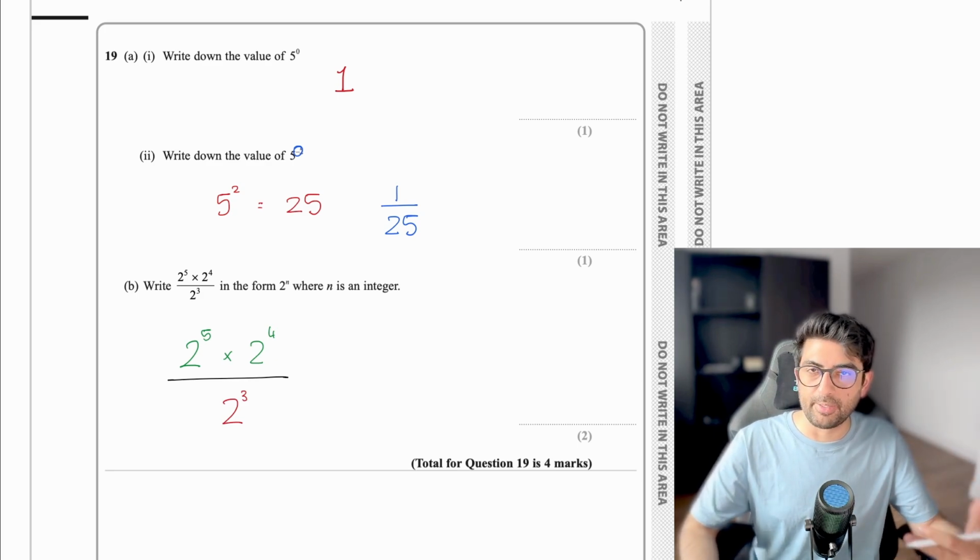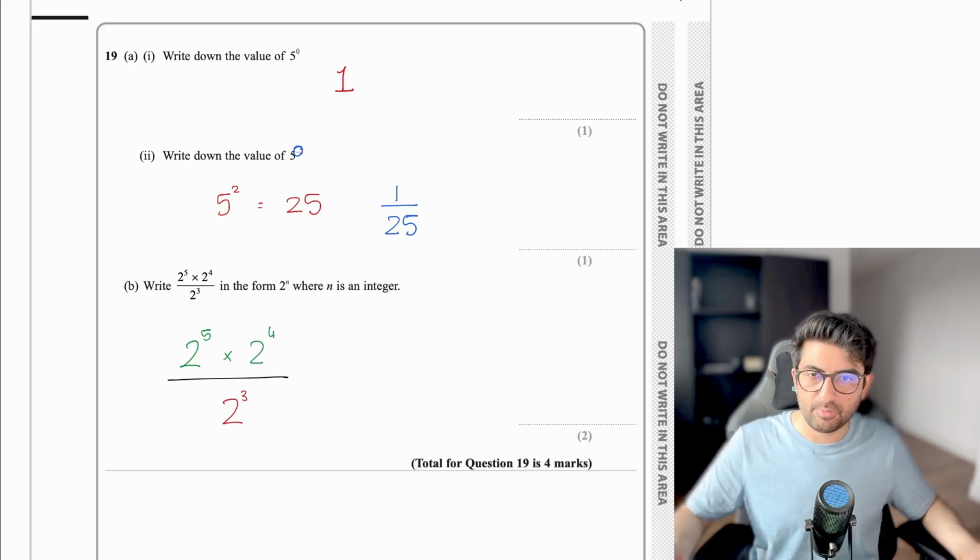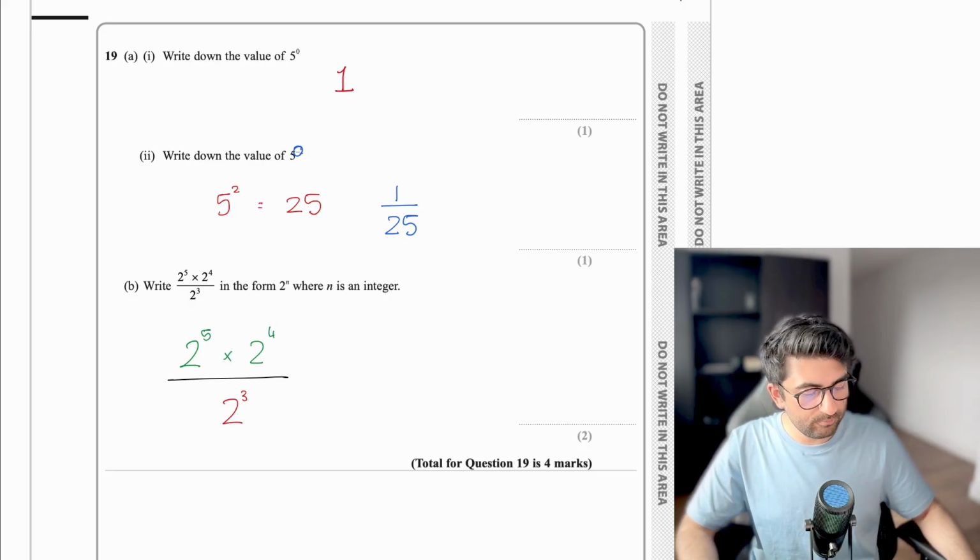When we're multiplying and our base numbers are the same, we need to add the integers. So 5 and 4 make 9. So that's 2 to the 9.